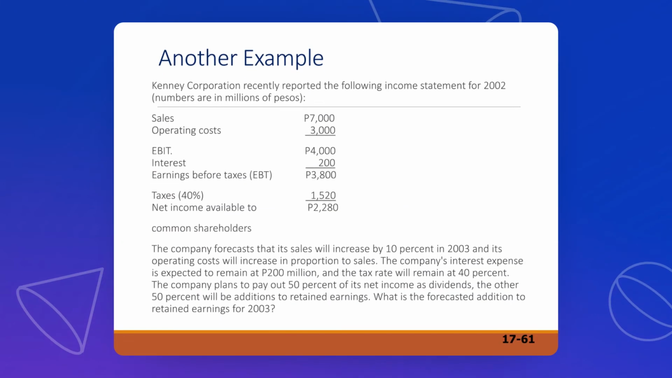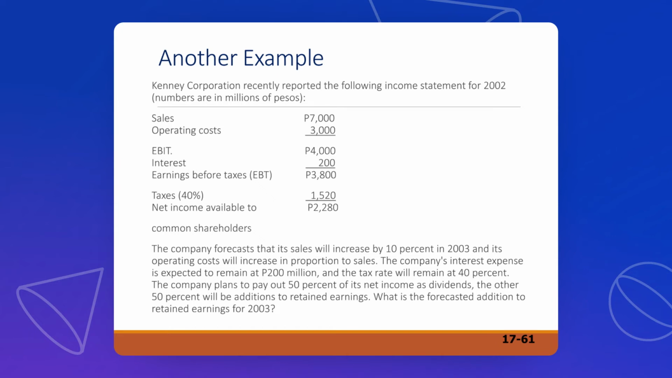We'll give you sample. Okay. Another sample. Halimbawa, Kenny Corporation recently reported the following income statement for the year 2002 in millions. So, if your sales is 7,000, operating cost is 3,000, and you have your EBIT of 4,000, and you have your interest of 200, and EBT, earnings before tax, is 3,800, and you have your taxes of 40%, and your net income available to the common stockholders is 2,280. Alright, so the company forecasts that its sales will increase by, okay, please take note, 10% in 2003, and its operating costs will increase in proportion to your sales.